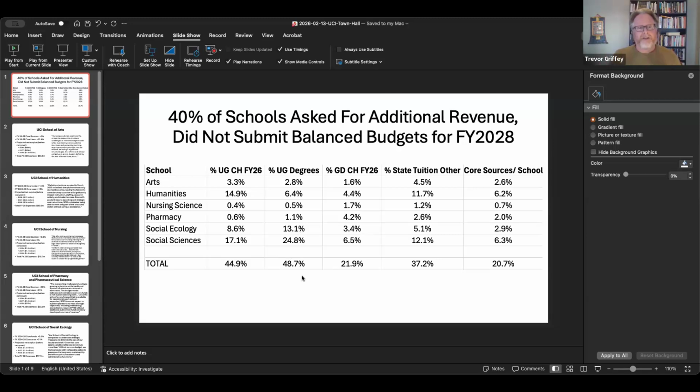I'm not saying just because you teach 45% of the undergraduate credit hours that you should get 45% of the tuition that's going to schools. But you can see 20% of all the core sources, the majority of which is made up of student tuition and state allocation, is going to the schools that provide about 50% of the undergraduate education. And so I just wanted to flag that one statistic.